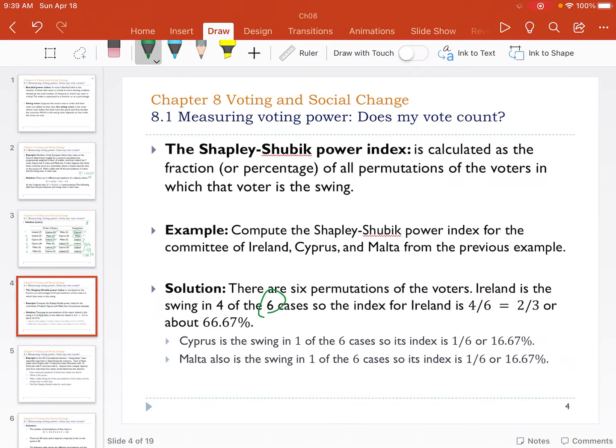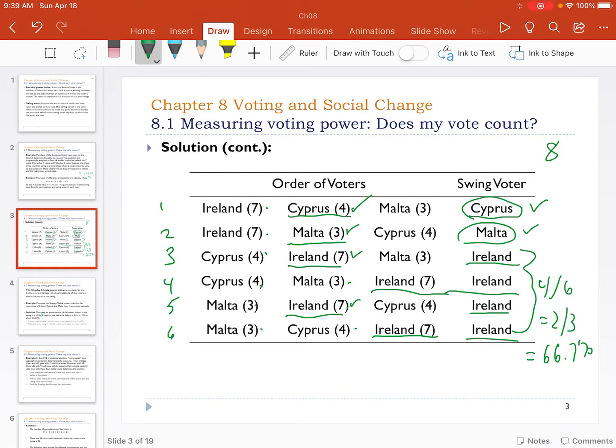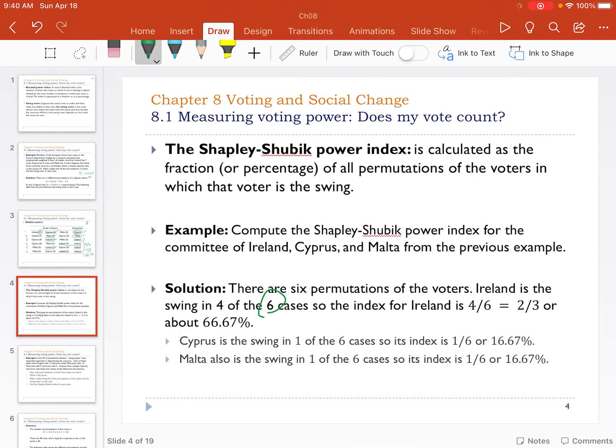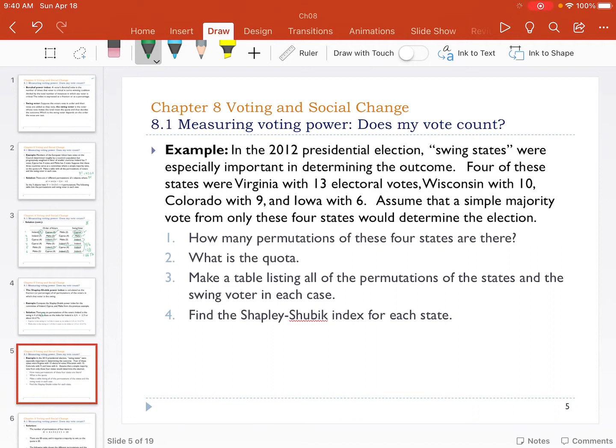Cyprus and Malta only showed up once, so there they are. Cyprus once out of 6, Malta once out of 6. That is almost 17% each. There's a little bit of round-off error on each of these. Do not worry about that, but it essentially adds up to 100%. Anyway, Ireland does dominate the proceedings, even though they only had half of the vote. 7 out of 14. Only 7 out of 14, but it expanded out to become 2/3 of the power, according to Shapley-Shubik.